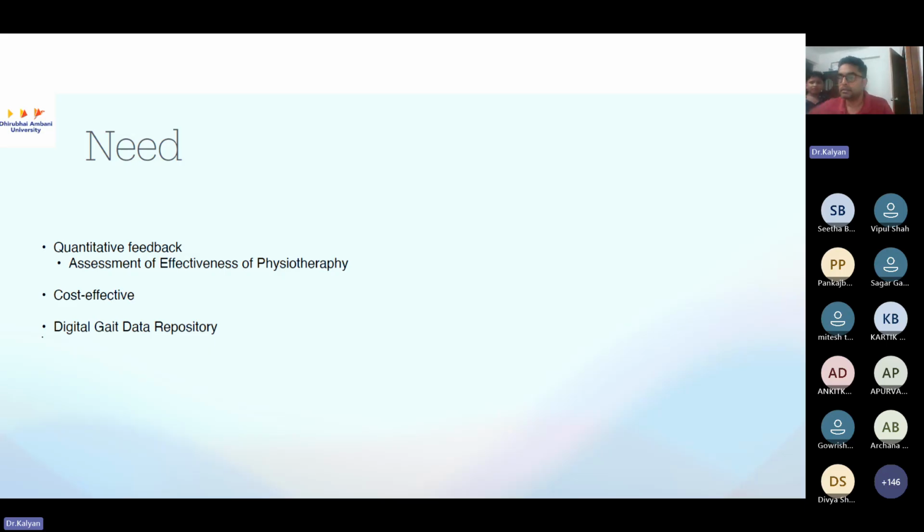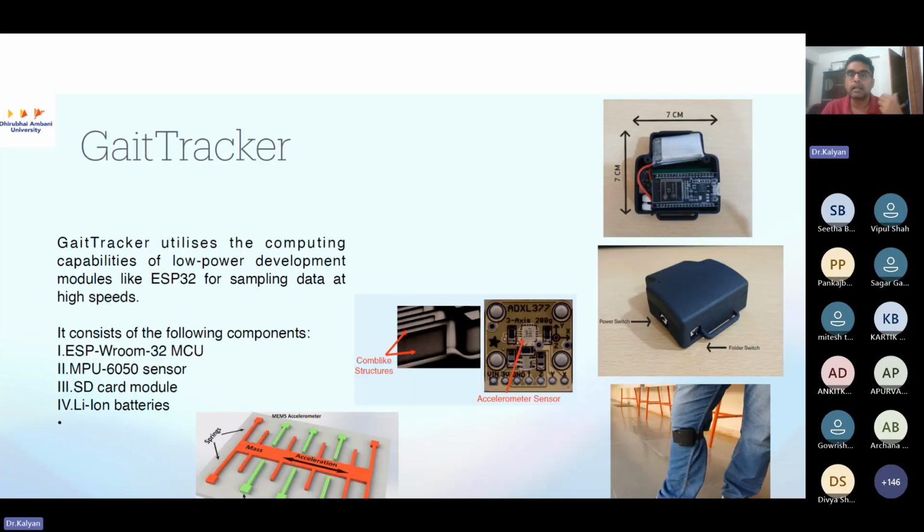So these were three major points, and that led us to come up with a device called a gait tracker, which basically has a MEMS accelerometer sensor cum gyroscope. It's a 6-axis degree of freedom device, and we basically started with ESP32.